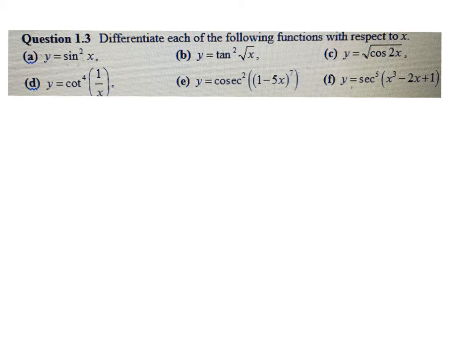For question 1 by 3, I need to differentiate the following function with respect to x. So let's look at part a first. If I want to differentiate sine squared, I treat this as a chain rule. Chain rule means that I'm looking at it from outside to inside. So actually sine squared, I can write it as (sine x) squared.